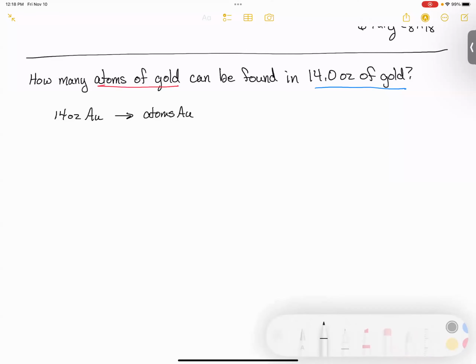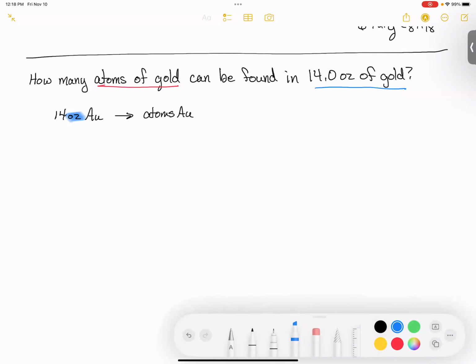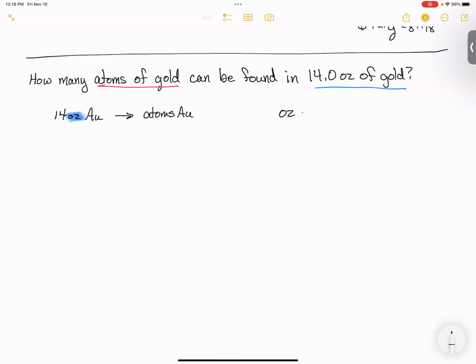But what I do notice is that my first unit is that of ounces. Ounces, I'm going to go to the English system. And I find that 1 ounce is equal to 28.3495 grams.